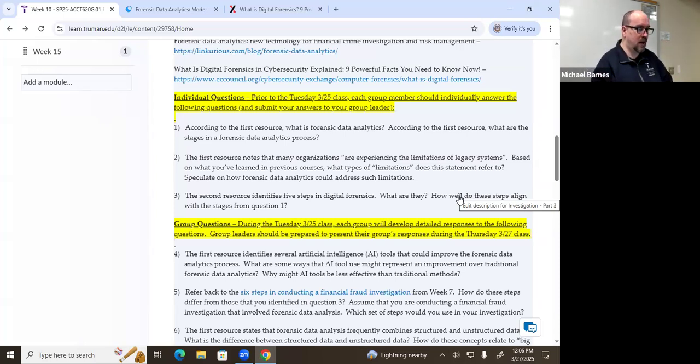All right, question number 3. The second resource identifies 5 steps in digital forensics. What are they, and how do these steps align to the stages from question 1? All right, so Dottie, what are the 5 steps and how do they align? So, these are the 5 steps: identification, preservation, analysis, documentation, and presentation.